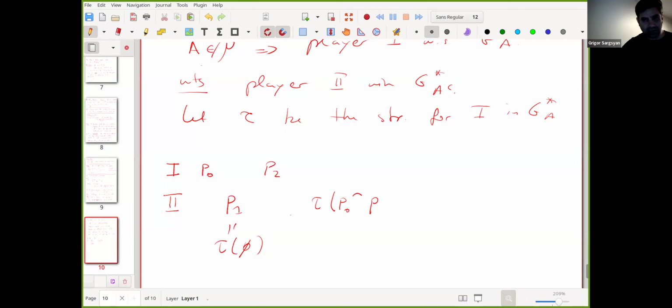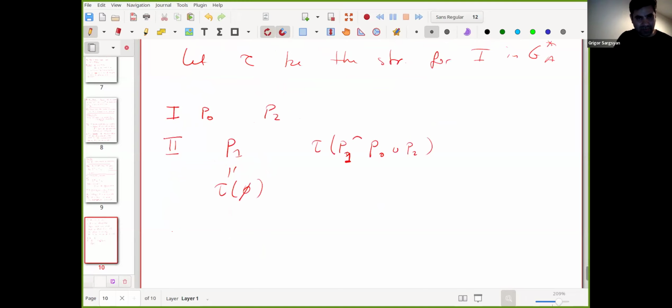Well, it's a strategy for player one. So you can play an even number, right? So P0 P1, yeah, P0 union P2, and that. So the auxiliary game is P1 and then concatenated P2, and then you start playing normally. Then just follow tau.